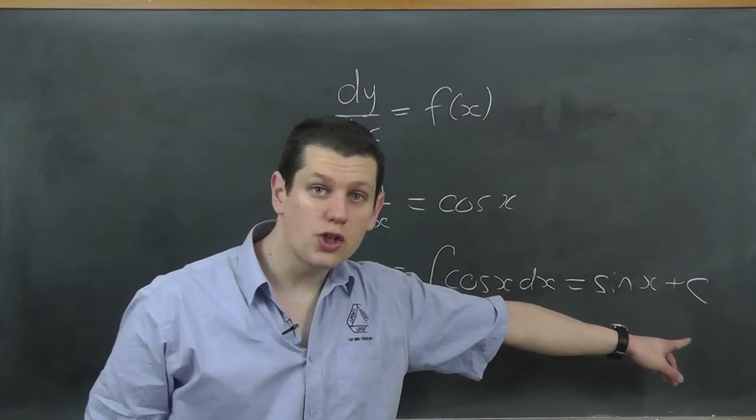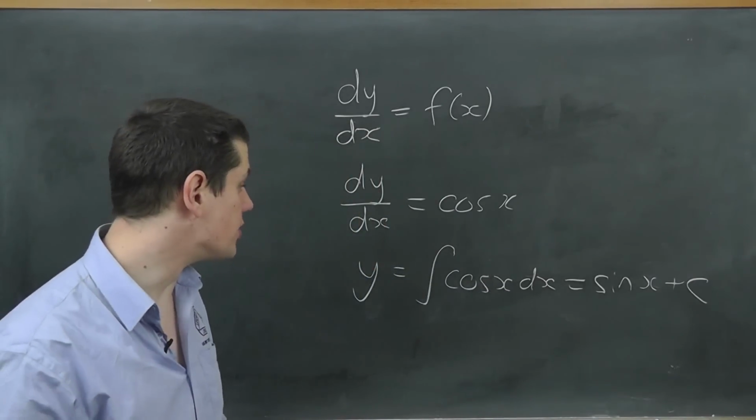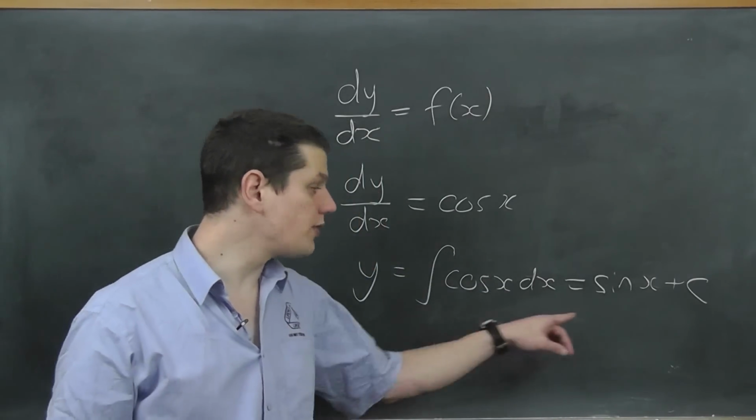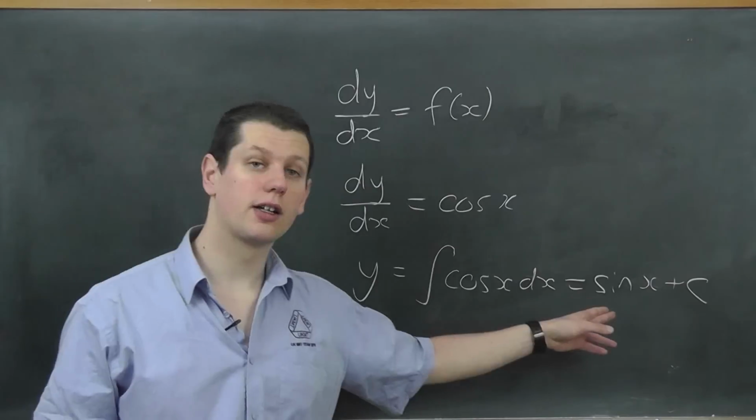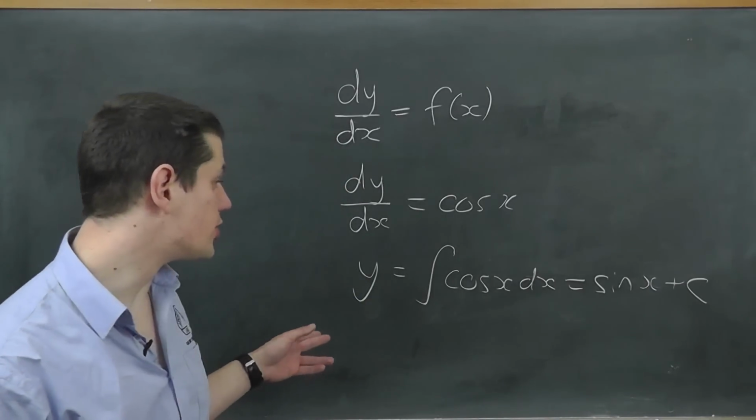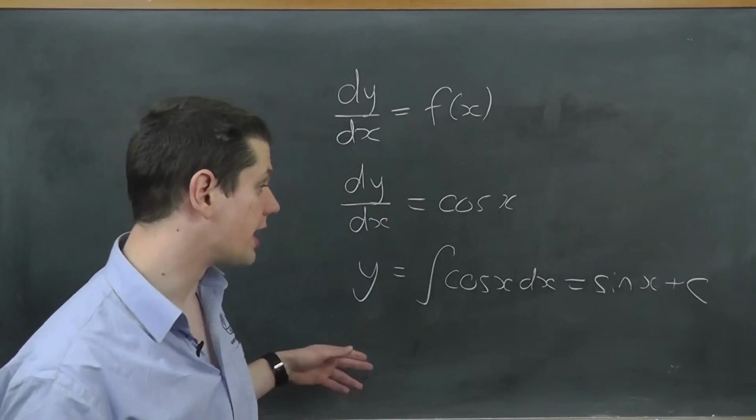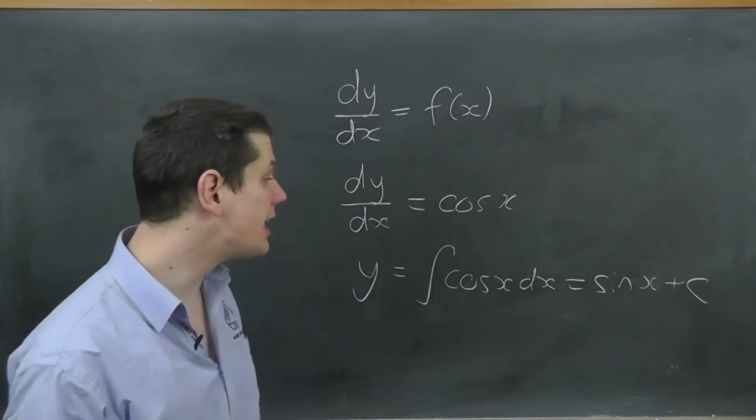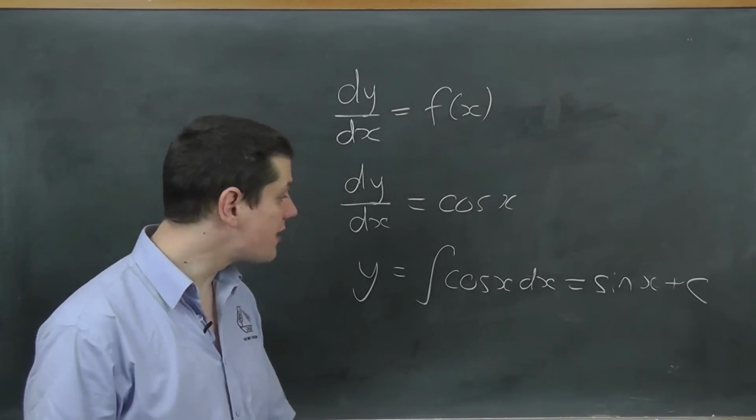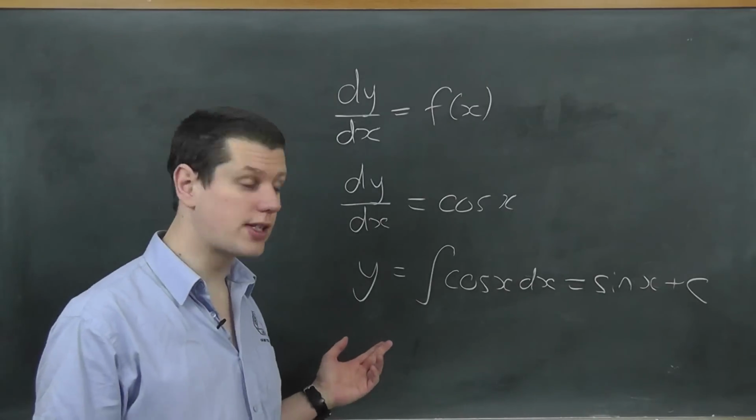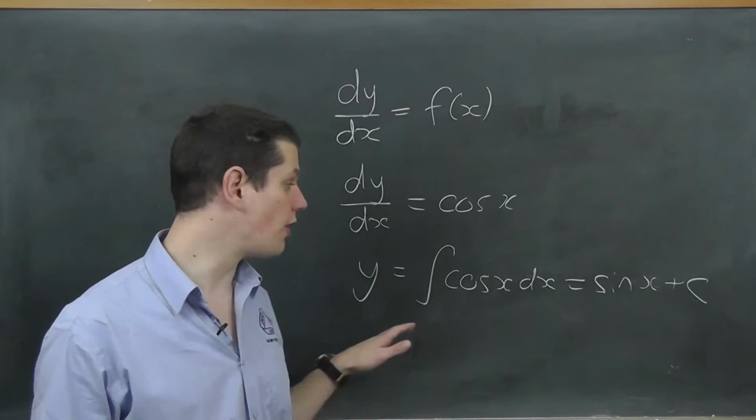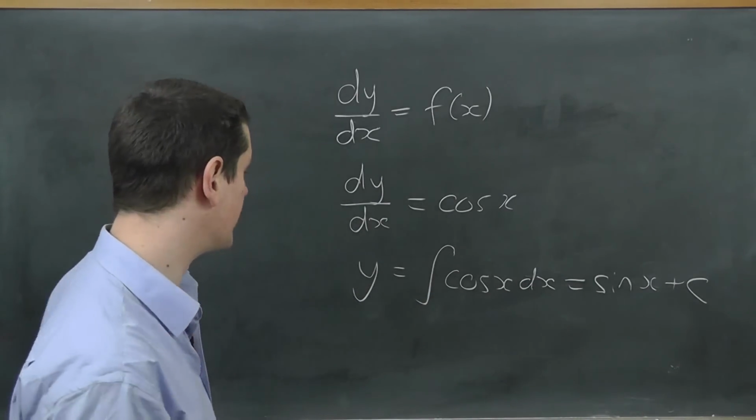Now, this feature is very, very common in differential equations. We found not one solution, y equals sine x, but a whole family of solutions. Y could be sine x, or sine x plus 3, or sine x minus 7, or sine x plus any constant we like. We'll see that again and again. Differential equations tend not to have one solution, one function of x, but a whole family of them.